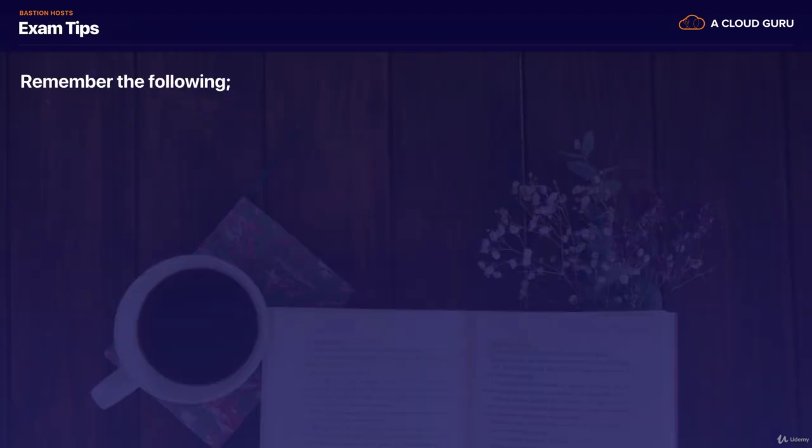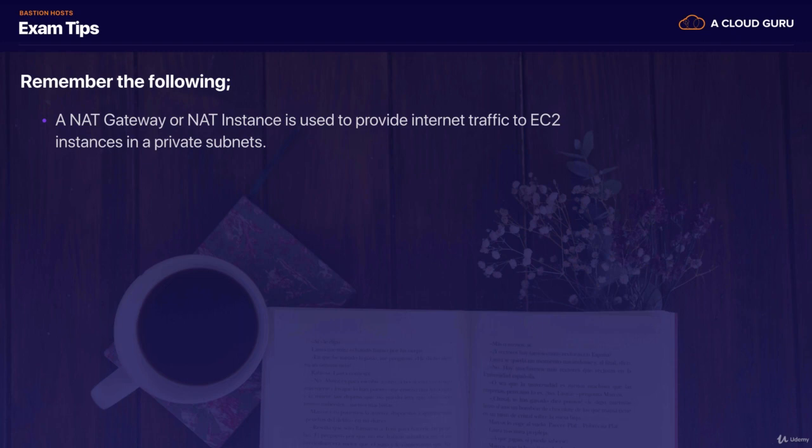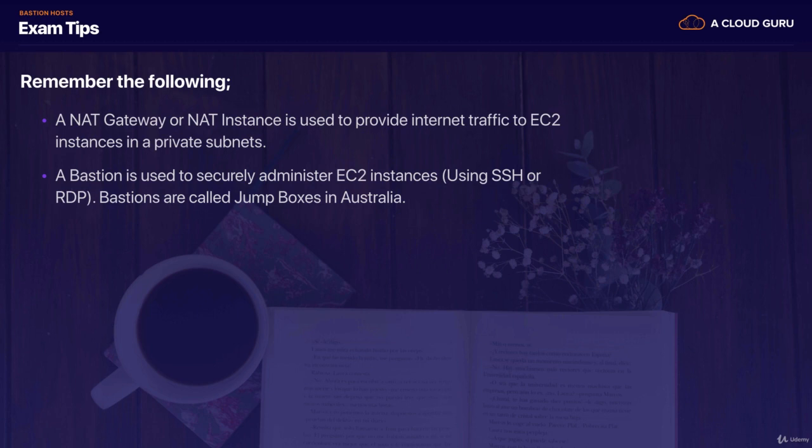In terms of Bastion hosts, just remember the following. A NAT gateway or a NAT instance is used to provide internet traffic to EC2 instances in private subnets, so it's not being used to SSH or RDP in. A Bastion is used to securely administer EC2 instances, using SSH or RDP. Bastions are also called jump boxes in Australia. So if you're an Australian watching this and you're wondering, this sounds exactly like a jump box, that's exactly what it is. They're the same thing.